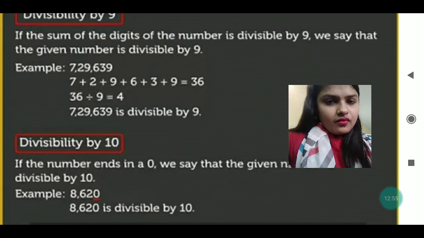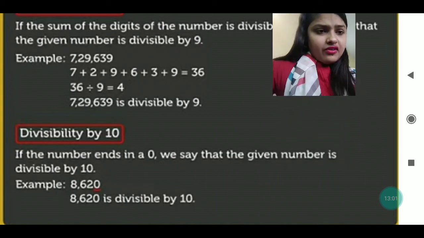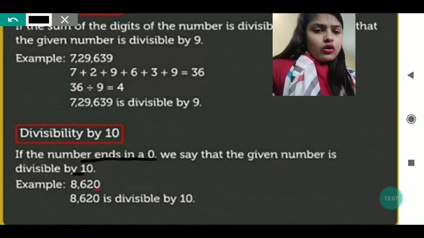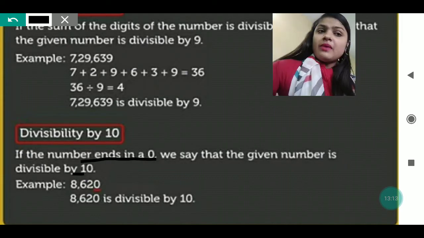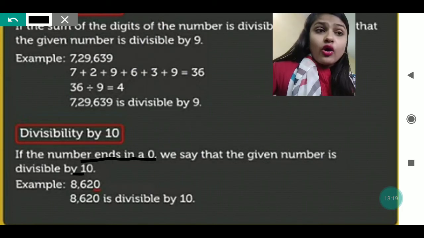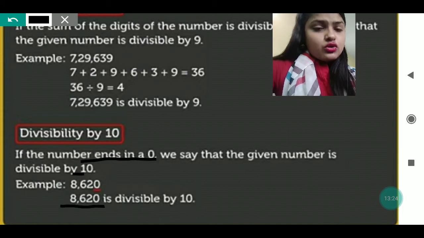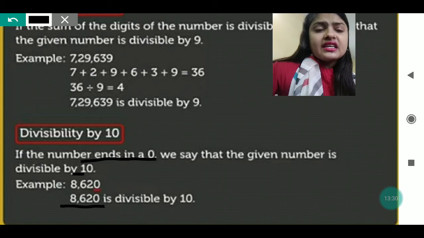Now, divisibility by 10. It is just similar to divisibility of 5. Just see. If the number ends with 0, here we don't have to see 5. If in the last place we get 0, it means the number is divisible by 10. Very easy. Like 8620. In the last place, what is it? 0. It means the whole number is divisible by 10. Means 8620 is completely divisible by 10. And how can we identify this? By seeing the last digit. In the last it is 0, so the whole number is divisible.